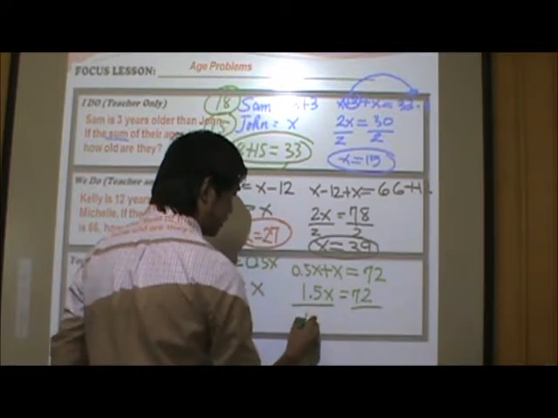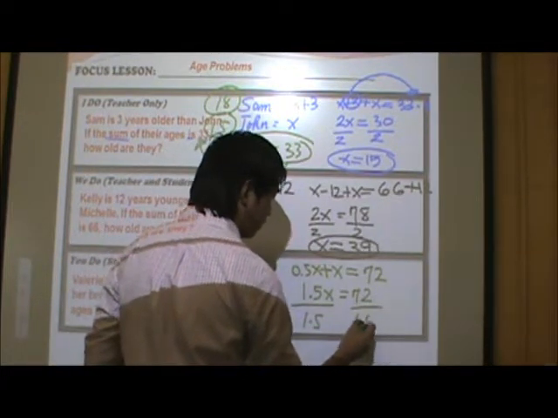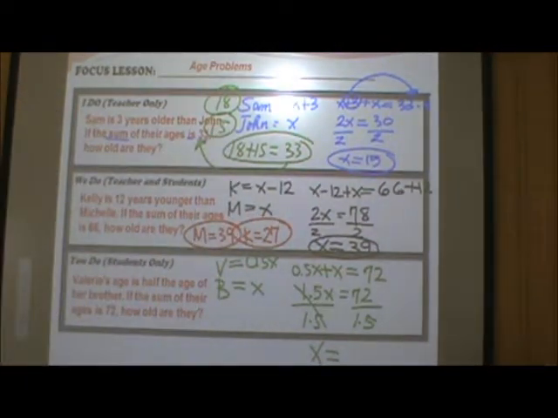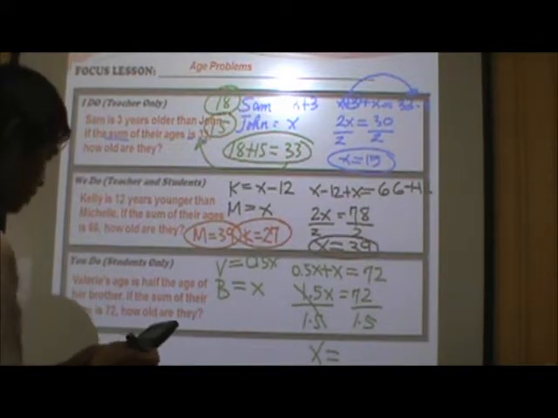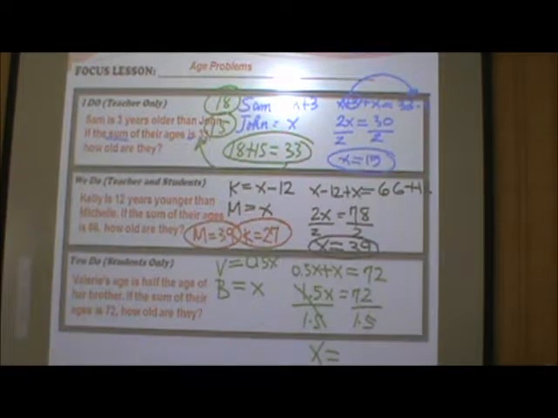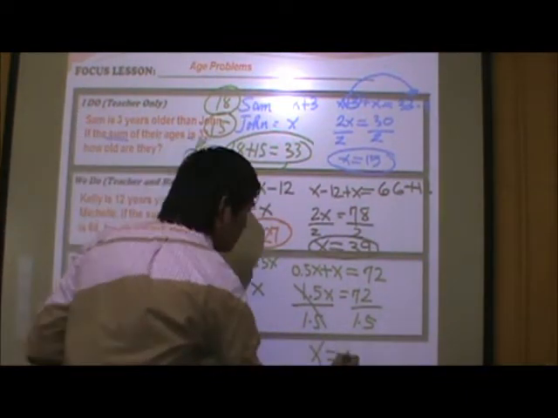Then we divide both sides by 1.5 just to solve for X. X is equal to, I need a calculator for that. Give me a sec. I messed up. 72 divided by 1.5, the answer is 48.